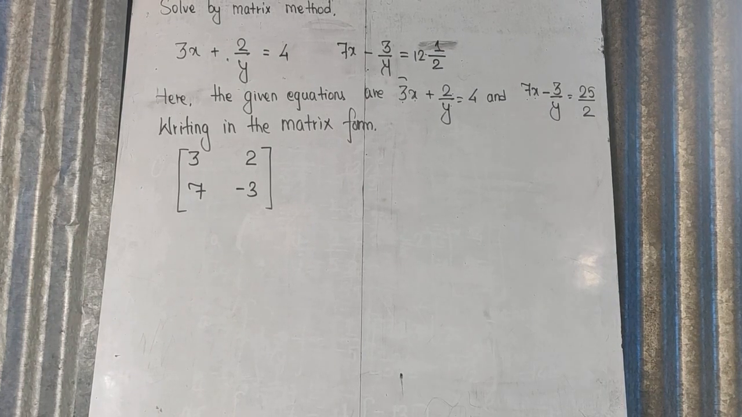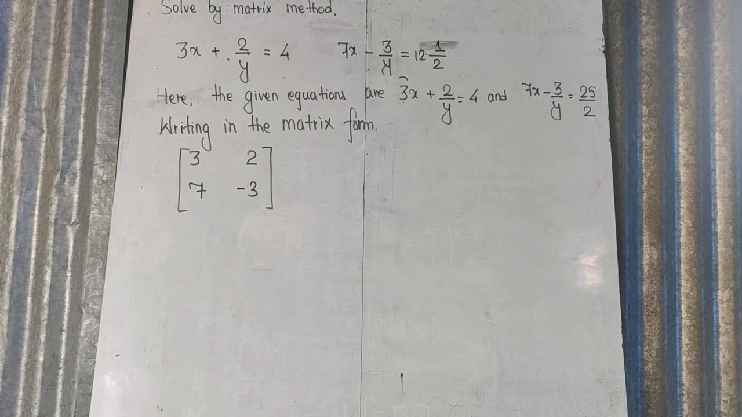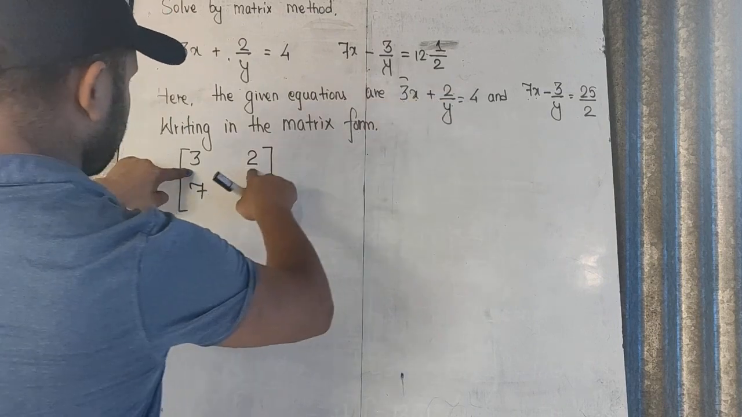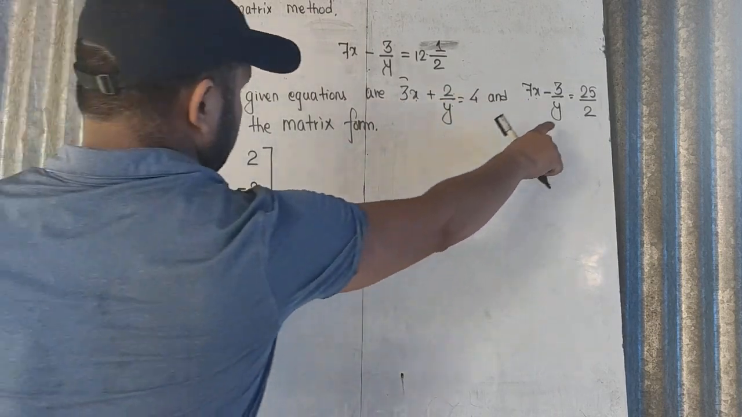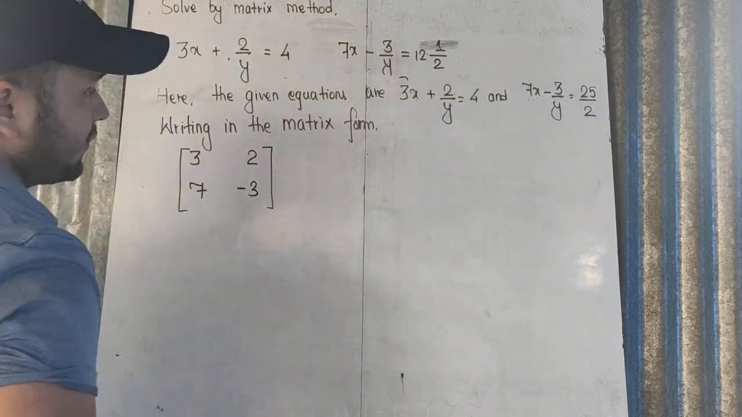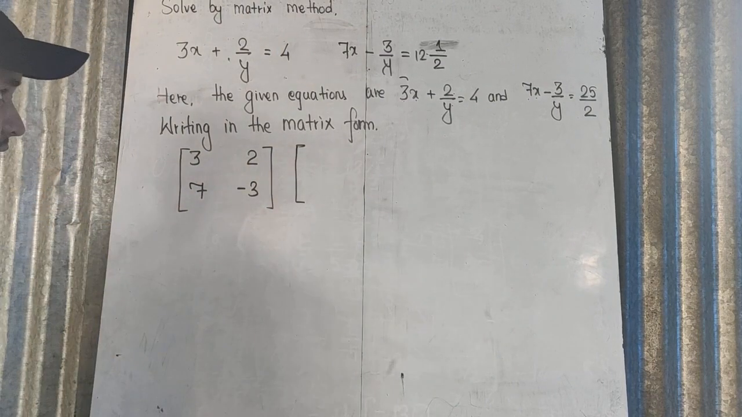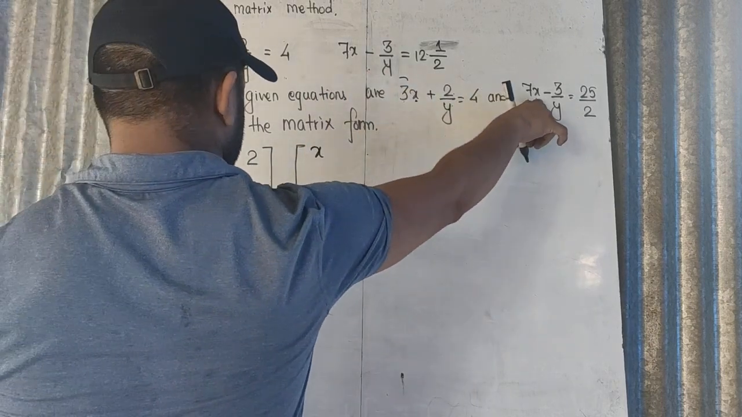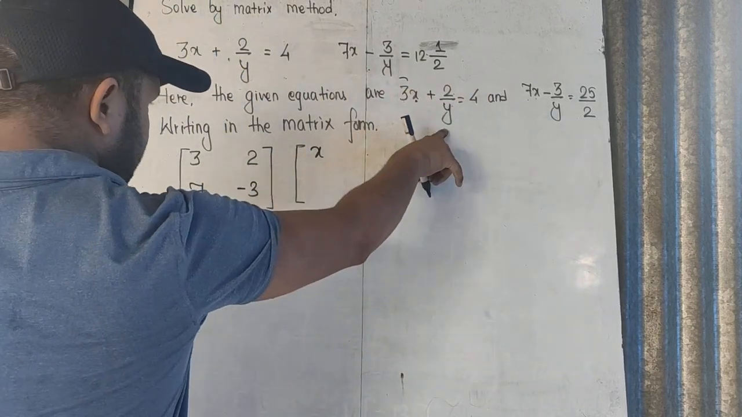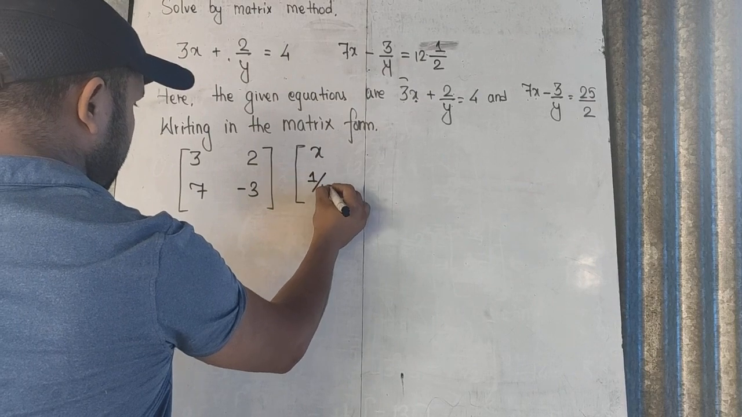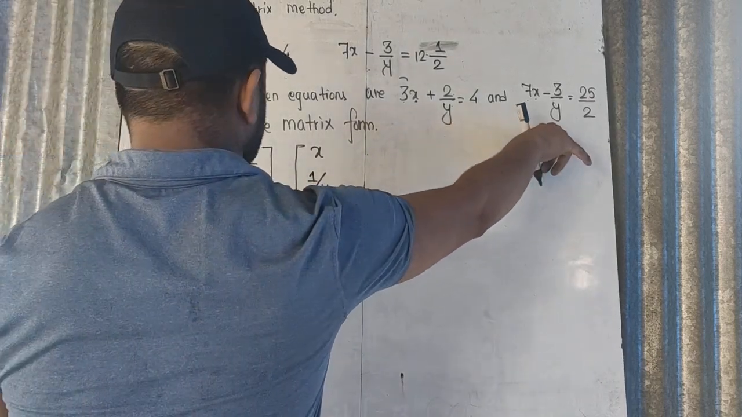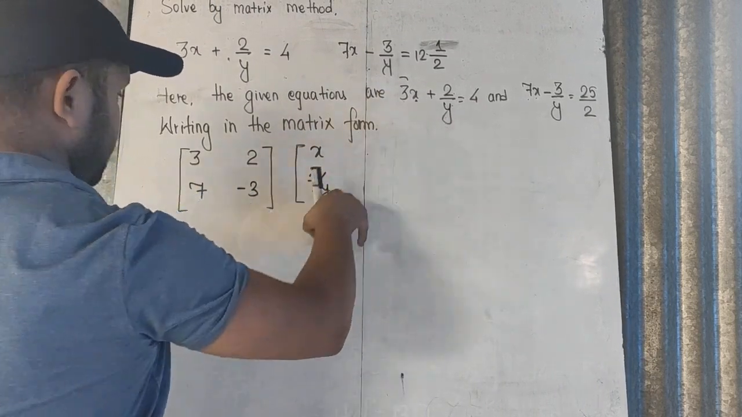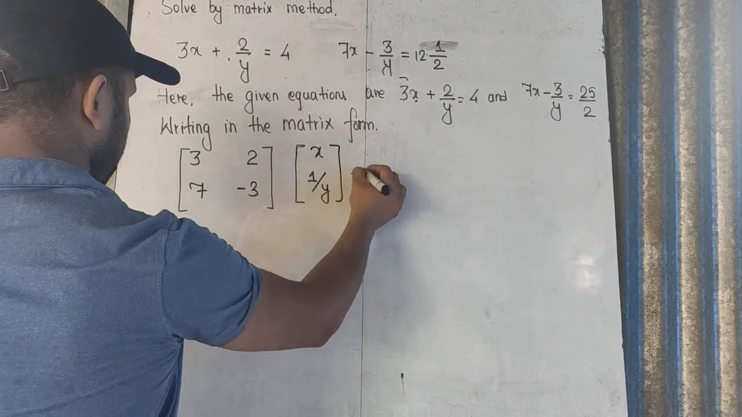Now we wrote this in a matrix form. After writing this in matrix form, see the coefficient of x here is 3. The coefficient of 1 by y here is 2. The coefficient of x here is 7. The coefficient of 1 by y here is minus 4. So now here we are going to write x. This is in a numerator, so x will be x. Here also x is in a numerator. Here y lies below, so we write 1 by y. Y is in the denominator, so we write 1 by y. X is the numerator, so x. Y is in the denominator, so 1 by y.